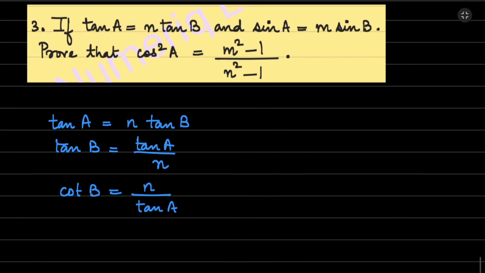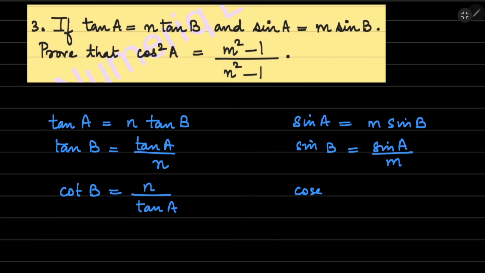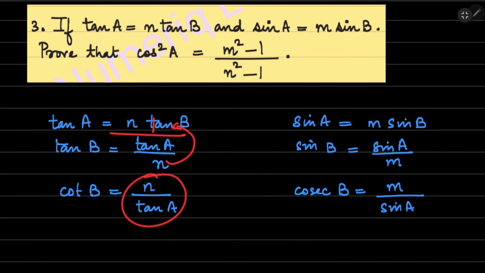Similarly, what else is given here? Sin A equal to m sin B. Let's do the same thing here. So therefore, sin B equal to sin A divided by m. What is the reciprocal of sin? Cosecant. So cosecant B is equal to m by sin A. Because 1 by sin is cosecant, and 1 by tan B, when it goes to the numerator, will become n by tan A.